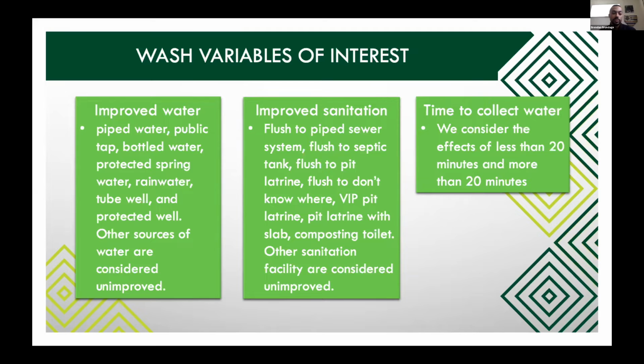And so what we do is we code all of these variables as being 0 and 1. For improved water and improved sanitation, 0 corresponds to not good WASH and 1 good WASH or improved WASH. And for time to collect water, 0 corresponds to less than 20 minutes, which we say is good, and more than 20 minutes, which is not good.